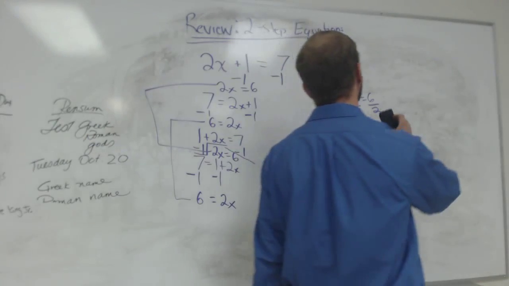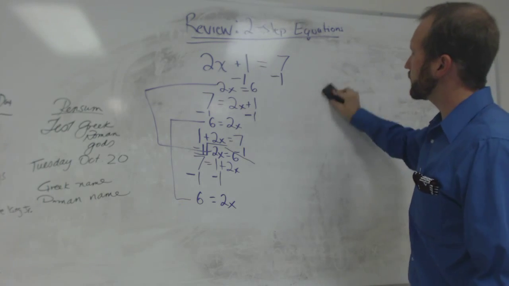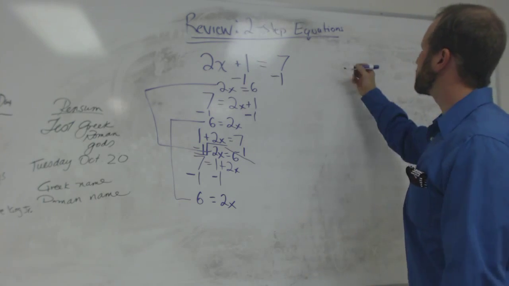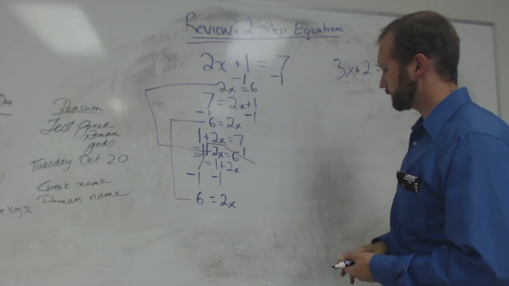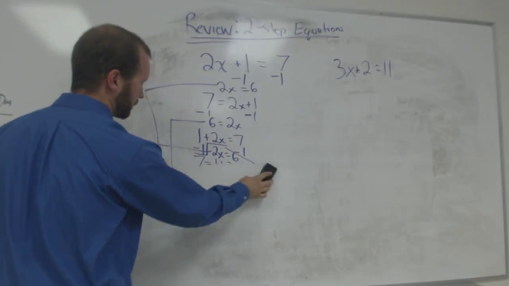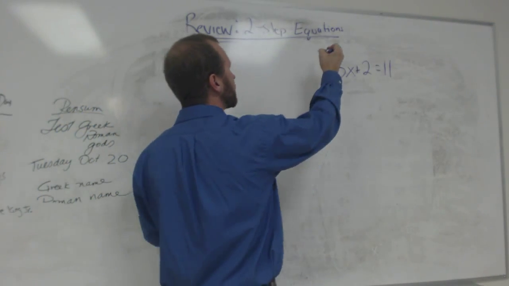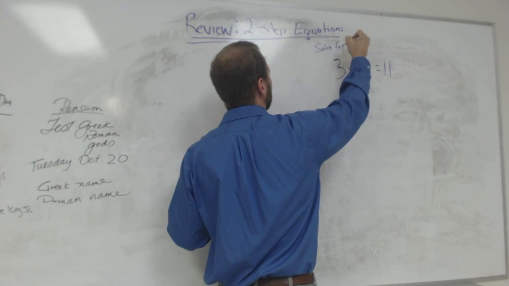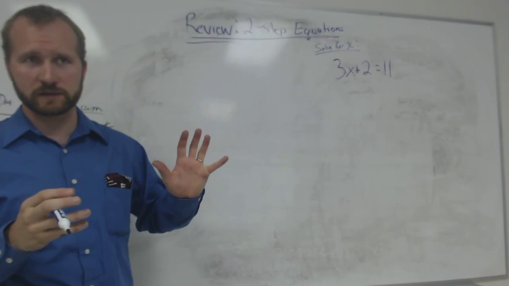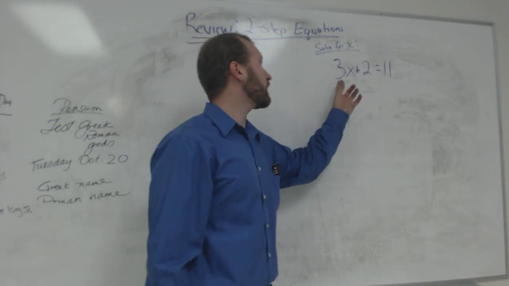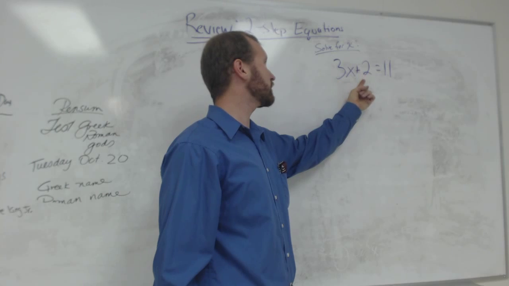Let's take a look back at how I did that. Why I made the choices that I made. But let's look at a slightly different problem. Let's say we had 3x plus 2 equals 11. All right. My goal when I'm solving two-step equations, if they tell me solve for x, is to get x all alone on one side of the equation. Right now, I have a 3 and 2 in the way. I have 3 times x plus 2 equals 11.